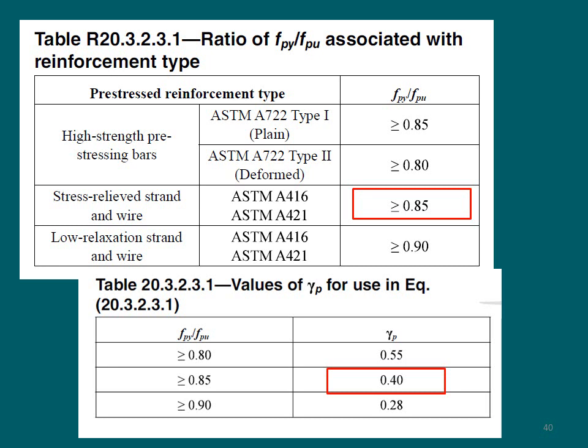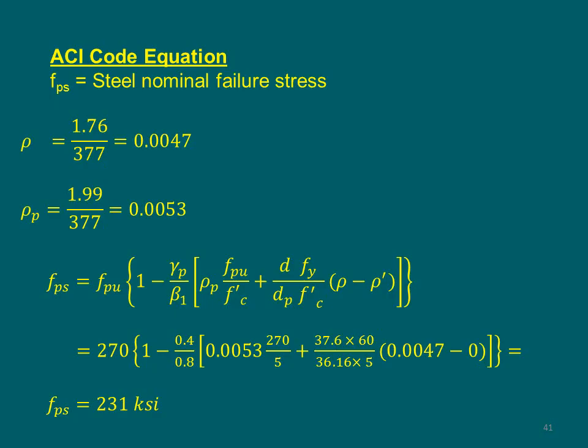As we said here, gamma sub p is going to be equal to 0.4. Rho, which is the steel reinforcing ratio, is going to be equal to 1.76 for number 6s divided by the total cross-section area of the concrete section, 377. I have it here as 0.0047. For the pre-stress steel ratio, rho p, you have here 13 half-inch strands. It's going to be 1.99. You divide this by the 377 total cross-section area of the concrete beam. With that, I have 0.0053. I don't have any rho prime because there is no compression steel. So when it comes to the equation, rho prime is going to be taken as 0.